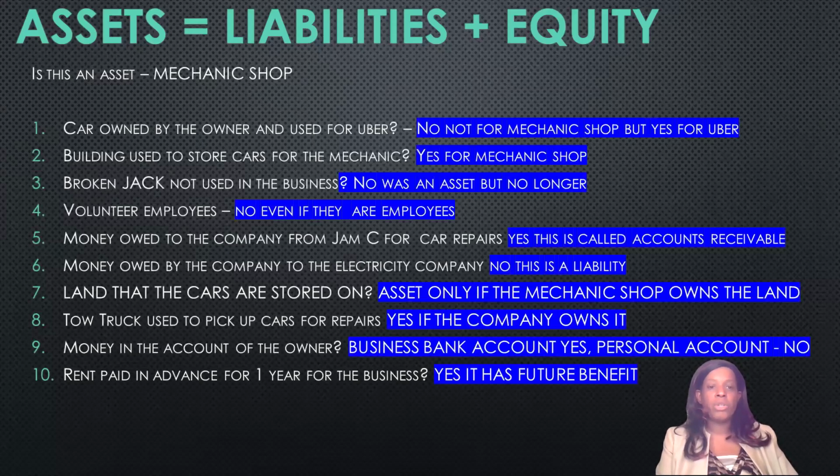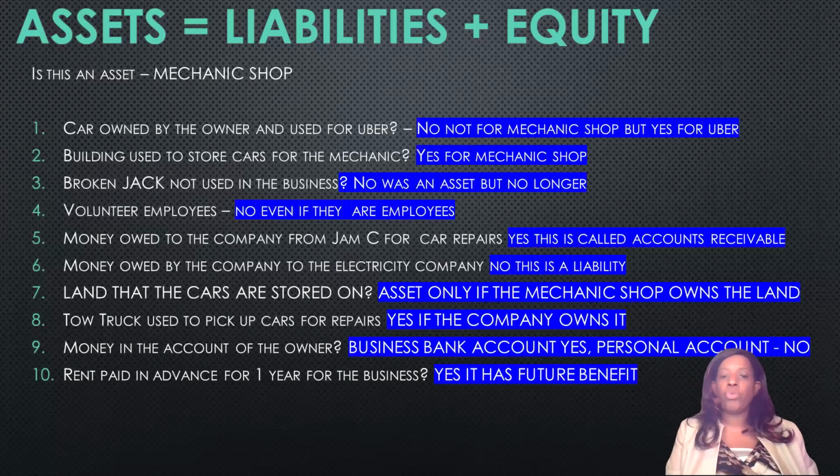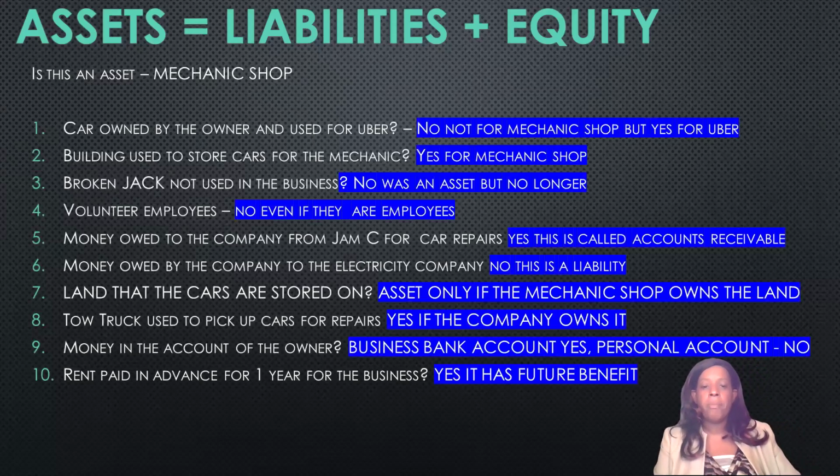Land that the cars are stored on? Asset? Yes, only if the mechanic shop owns the land. A tow truck used to pick up cars? Yes, if the company owns the tow truck. Money in the account of the owner? Is it a business bank account? Yes. If it's a personal account? No. Rent paid in advance for 1 year for the business? Yes. I said it has a future benefit.